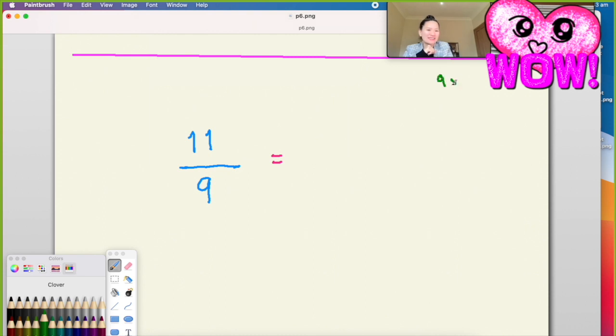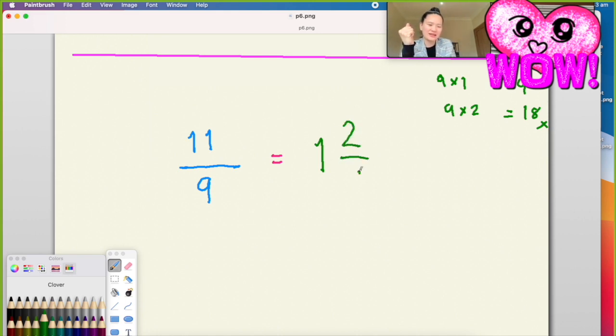Okay, 9 times 1 equals 9, yeah? But 9 times 2 equals 18, we cannot use 18 because it's greater than 11. So we have 1. Okay, 11 divided by 9, 9 times 1 equals 9. And then we have remainder, 10, 11. So we have 2 remainder. And then how should we divide it by 9?